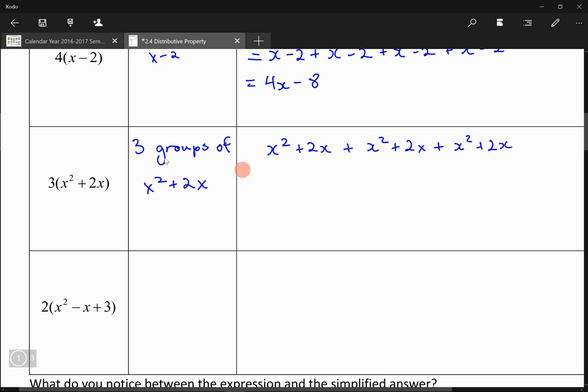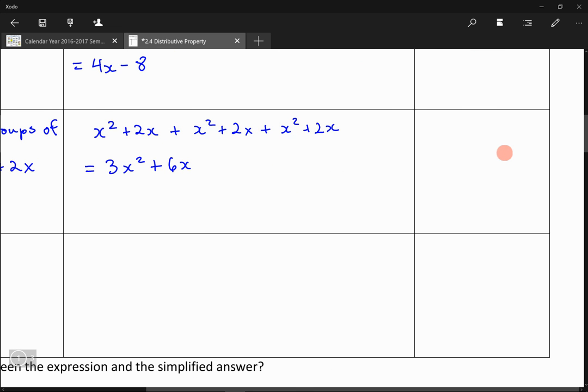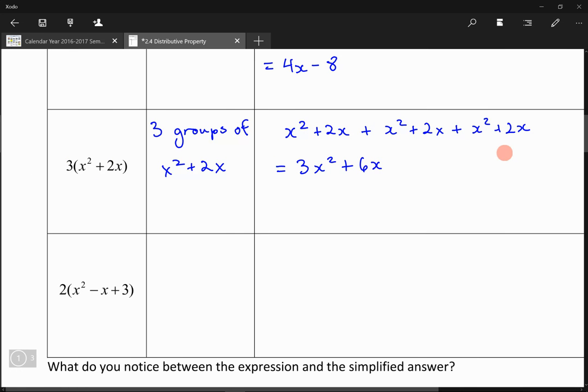Okay, and you collect your like terms. I have 3x squareds here, so I'm going to write here 3x squared. And I have 2x plus 2x plus 2x. Add those coefficients and I get 6x. Okay, so my simplified form is 3x squared plus 6x. And I think you can start to see clearly the distributive property, where you're taking the number that's on the outside and multiplying it with each term on the inside.